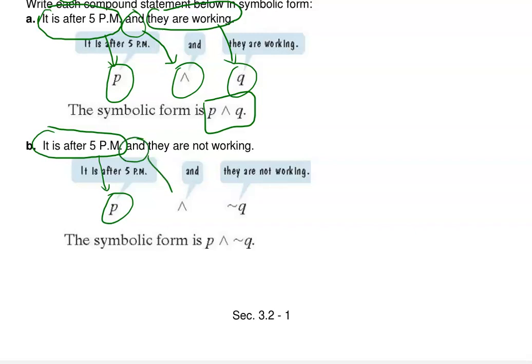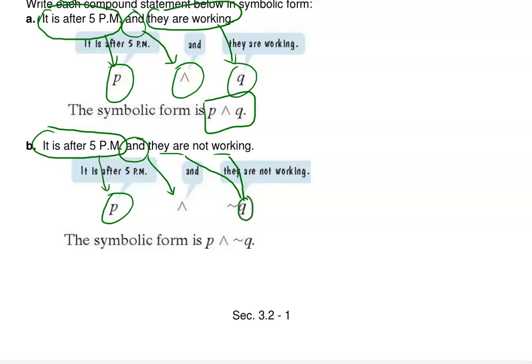Let me try to draw that arrow again. There we go. But this time, it says they are not working, right? So they are working, that part of it translates to the letter Q.